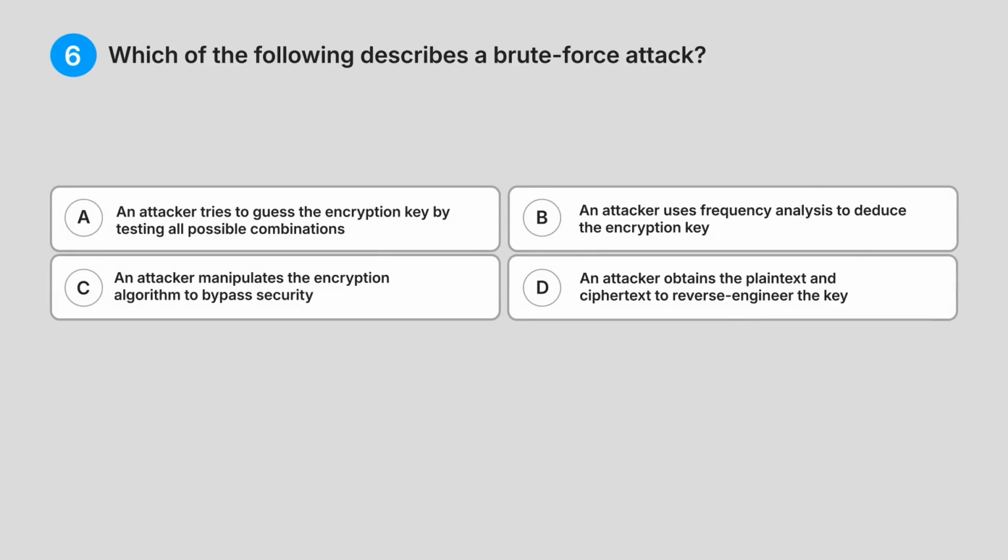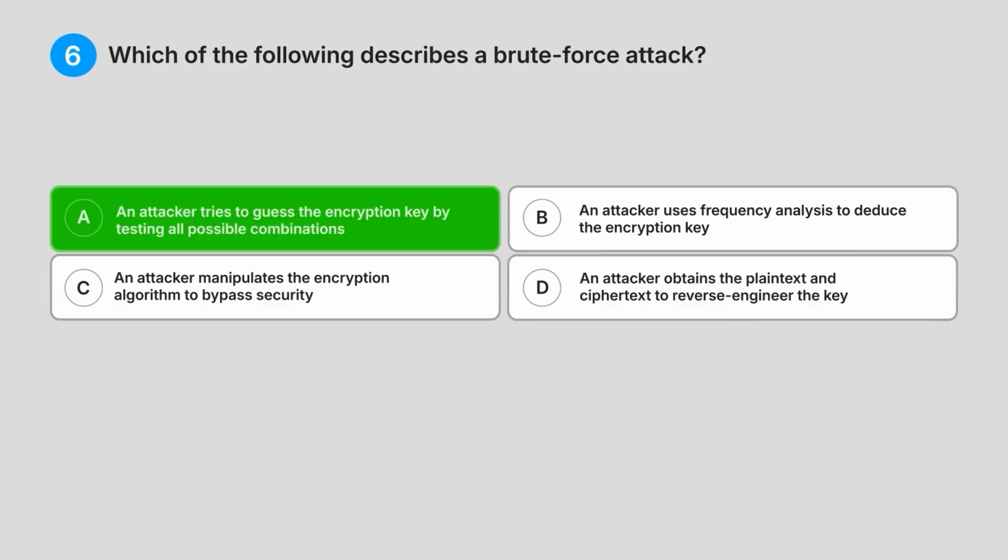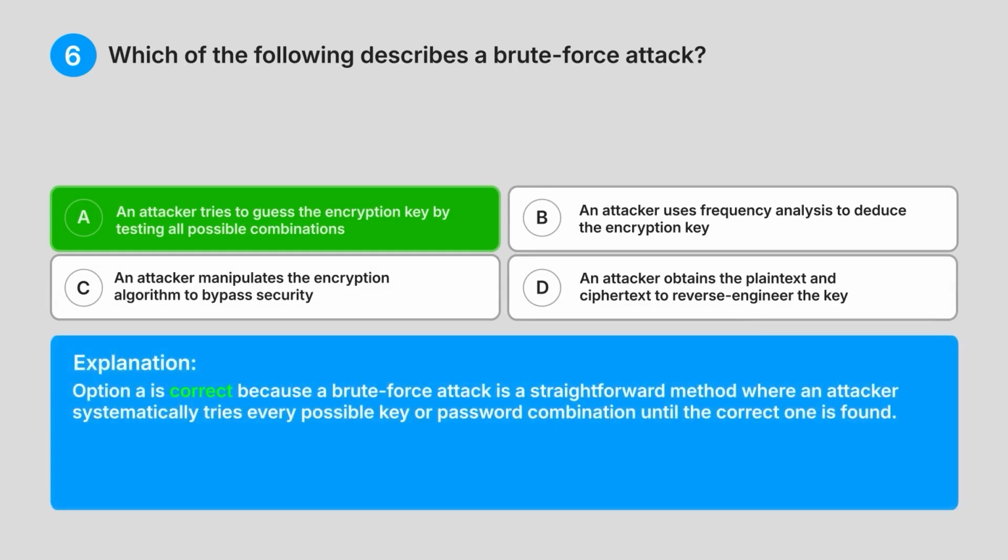Correct answer: A. An attacker tries to guess the encryption key by testing all possible combinations. Explanation: Option A is correct because a brute force attack is a straightforward method where an attacker systematically tries every possible key or password combination until the correct one is found.